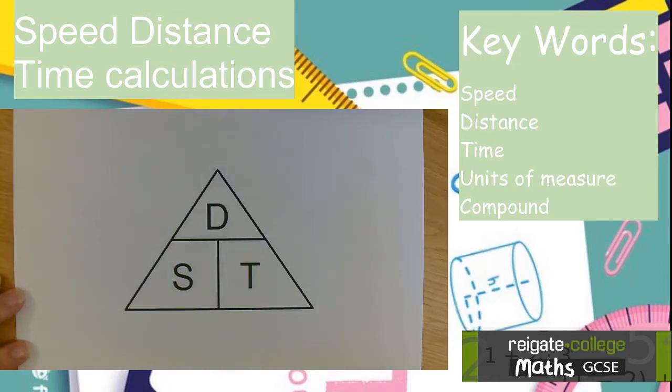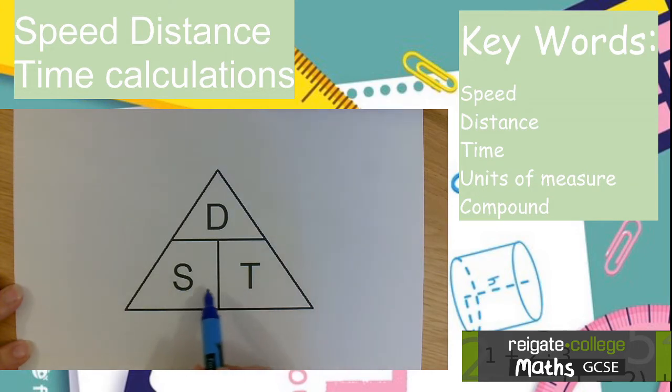This triangle represents the calculation we use when thinking about a journey. We can calculate time, speed, or distance if we have 2 out of 3 of the components. We put the formula in a triangle and we have to think about the position of those components when we come to do our calculation.